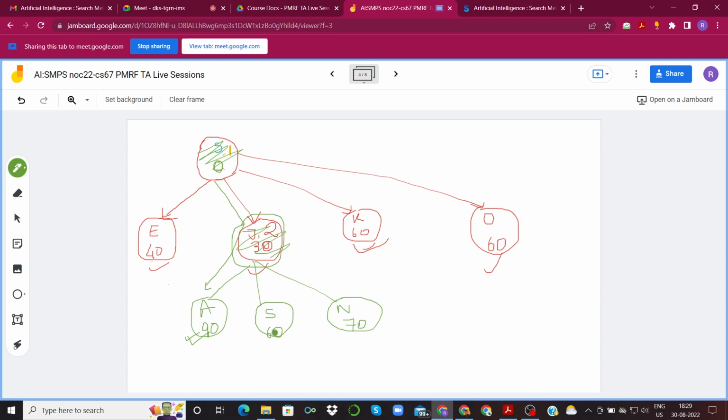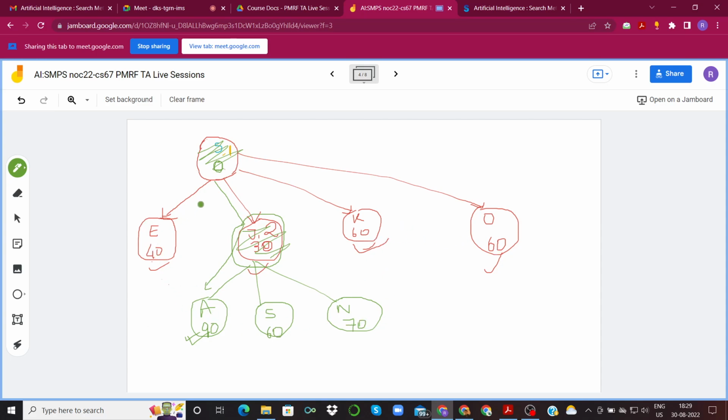No, no, no. It would be, we have to consider N, E, N, E, K, and O also. Yeah. So, as some of you suggested, E would be the next node that we will refine because this is the most promising among these.